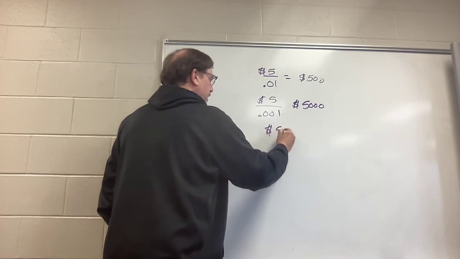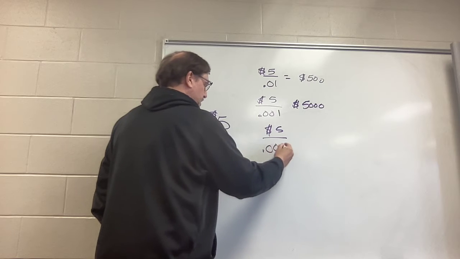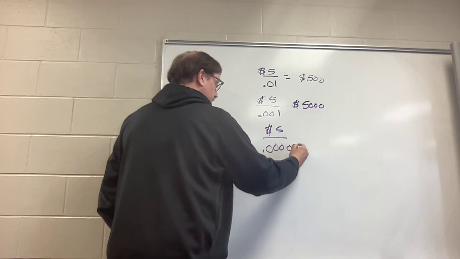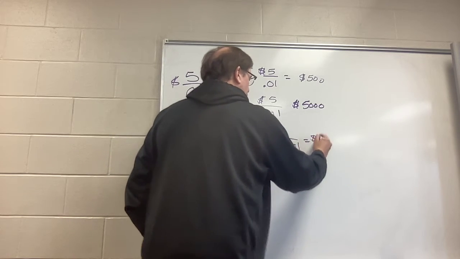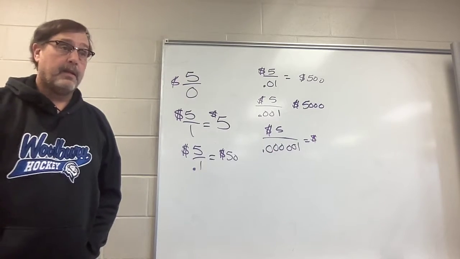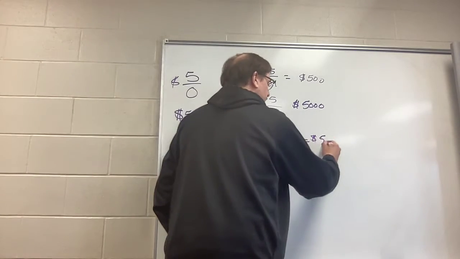I'm going to put millionths. Tenths, hundredths, thousandths, ten-thousandths, hundred-thousandths, millionths. That's the millionth. What's that worth? It's worth 5 million.